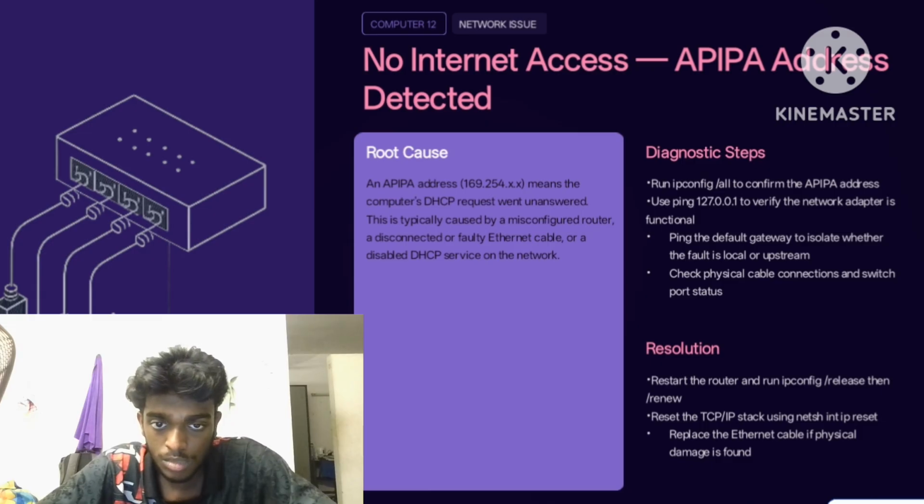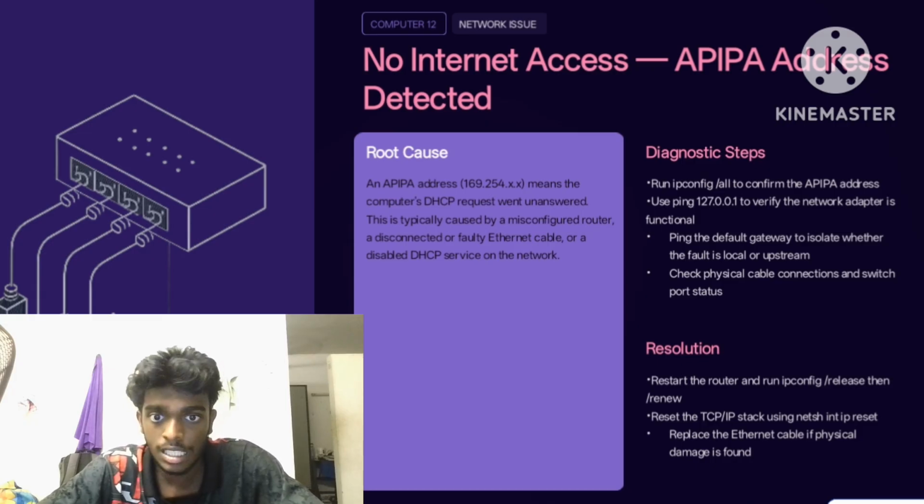The second symptom is request timed out. When using the ping command, the terminal shows no response from the external network. And the last symptom is an IP configuration error. The computer may show an auto configuration IPv4 address starting with 169.254.x.x, indicating it failed to receive a valid IP from the lab's DHCP server.